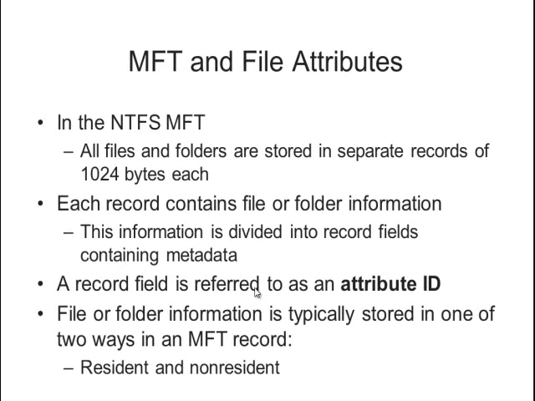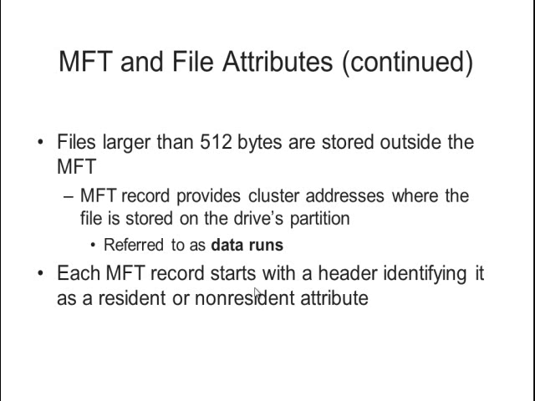File and folder information is typically stored in one of two ways in a master file table record: resident or non-resident. Files larger than 512 bytes are stored outside of the master file table. An MFT record provides cluster addresses where the file is stored on the drive's partition. These addresses are referred to as data runs. Each MFT record starts with a header identifying it as a resident or non-resident attribute.